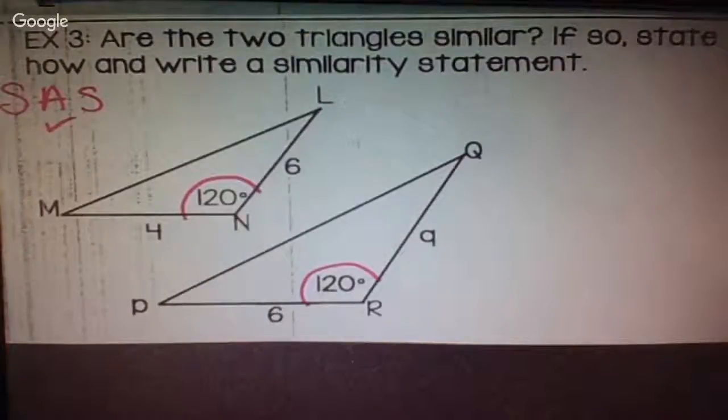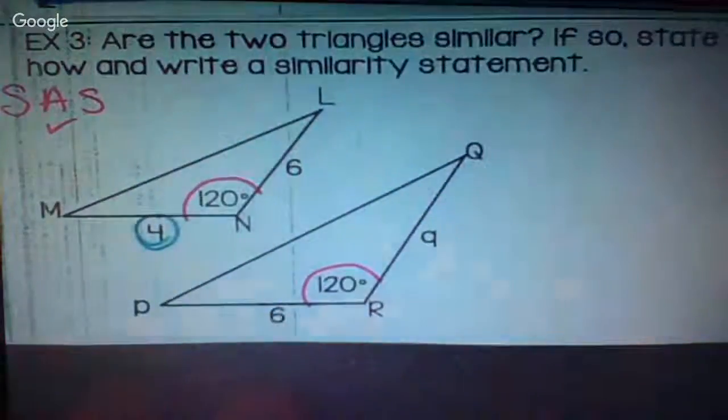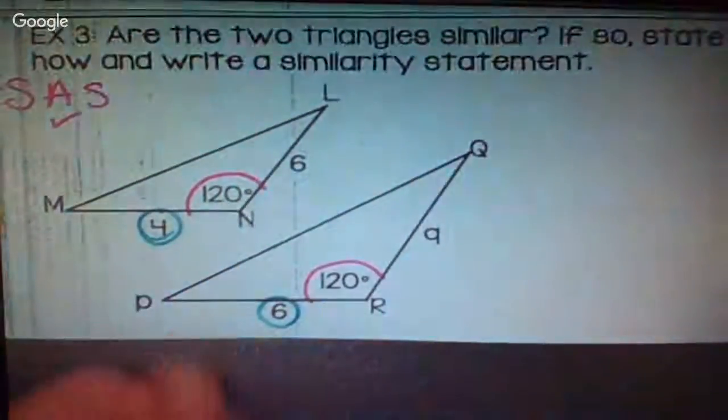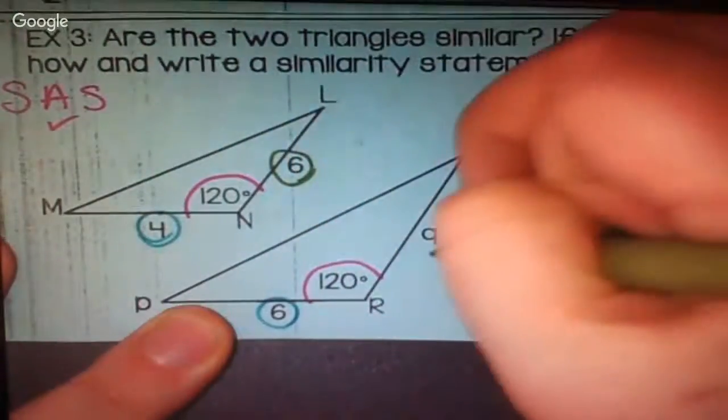Okay. I have to prove that my sides are proportional. So in order to do that, I need to set up a proportion. Okay, so let's take a look at this. 4 should go with what number on that second triangle? 6. 6 should go with 9.